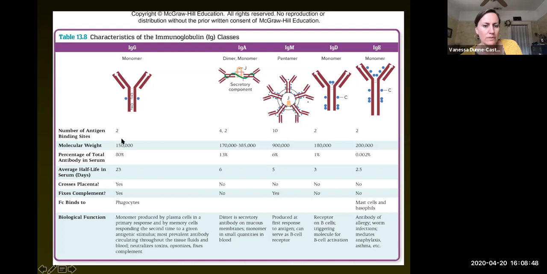So this is showing you a few different features of each of these molecules, what their size is, what their percentage is in the serum, their half-life, so how long they last in the serum, whether they are important in utero protection of the fetus, which only IgG is, complement fixation. The Fc portion can bind to these different things. So really it's just IgG that is important in that opsonization to enhance phagocytic action. And then here's a description of their biological function.